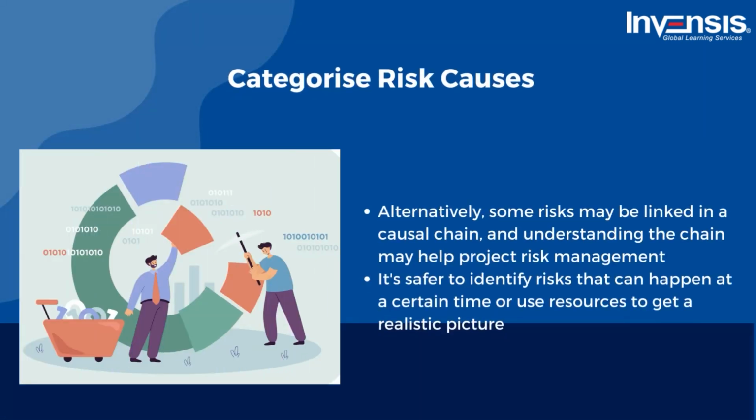Alternatively, some risks may be linked with others in a causal chain, and understanding the chain of risks may lead to a better understanding of the risk implication for the project. It is safer to identify risks that can occur at a certain time, where using resources might also provide a realistic picture of the current scenario.